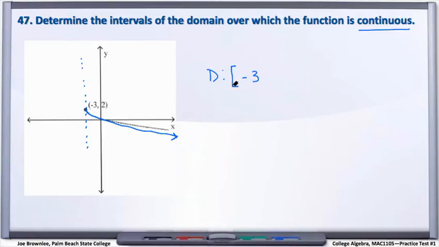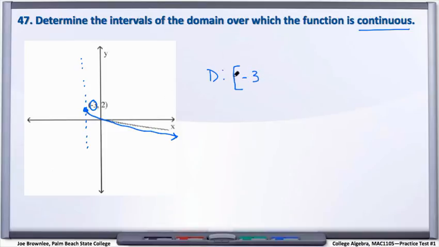And notice that I'm using a bracket here because we were told that at the point (-3, 2), this was a closed circle, right? So that tells us that we are including this value of x as being part of the domain. If this was an open circle, then we would have to say, all right, we're not including that x value as being part of the domain, so we would use a set of parentheses. But because it was a closed circle, we're saying, yes, -3 is part of the domain. Make sure you include it when you're indicating that in your interval notation.